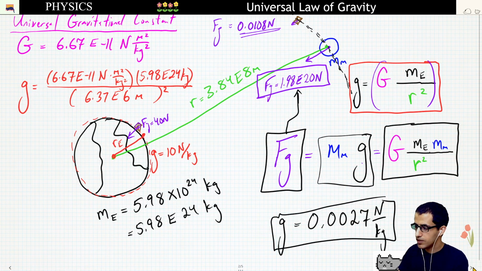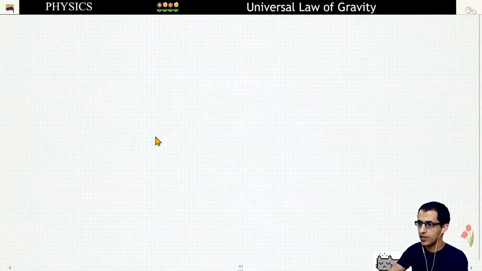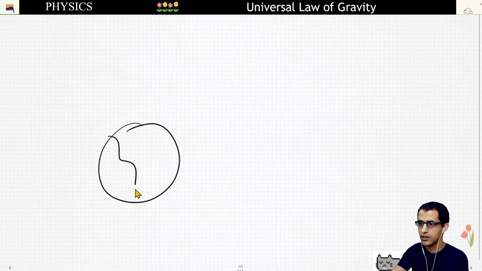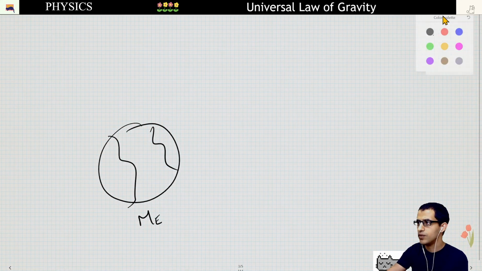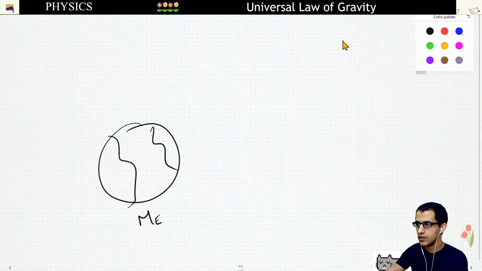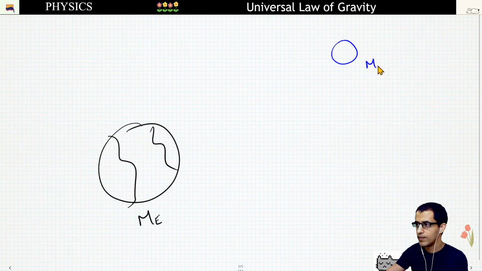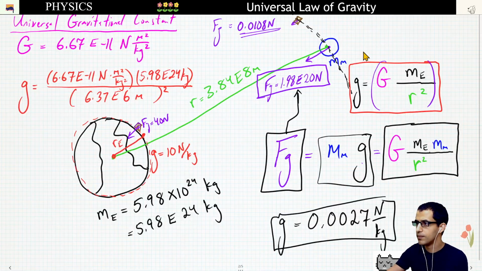So one last thing about this problem is that we can look at this in another way. Instead of thinking about the moon being placed in the Earth's gravitational field, we can think about this as the Earth being placed in the moon's gravitational field. So what does that mean? I can draw the moon and the Earth again, like I had the Earth here, and this is the mass of the Earth, M sub E, and we drew the moon up here, M sub M. Oh, did I actually write that? M sub M? Yeah, I did. Okay, good.